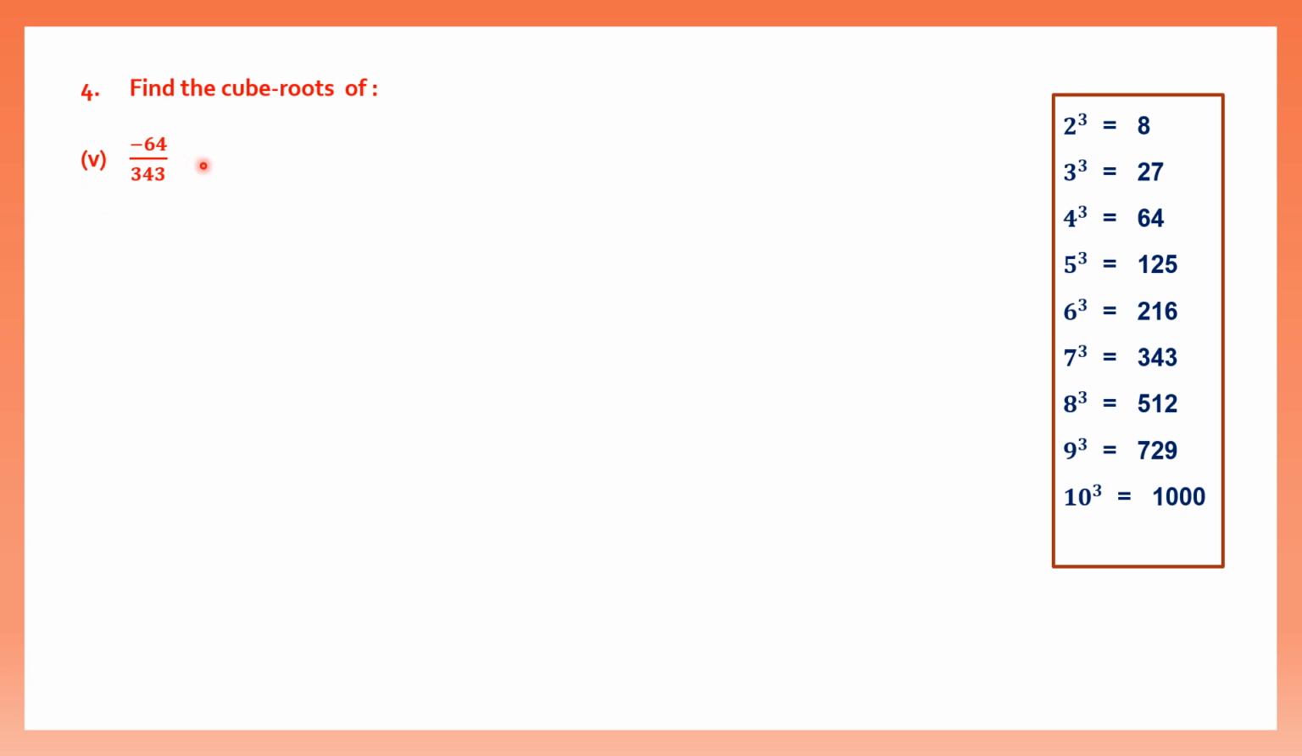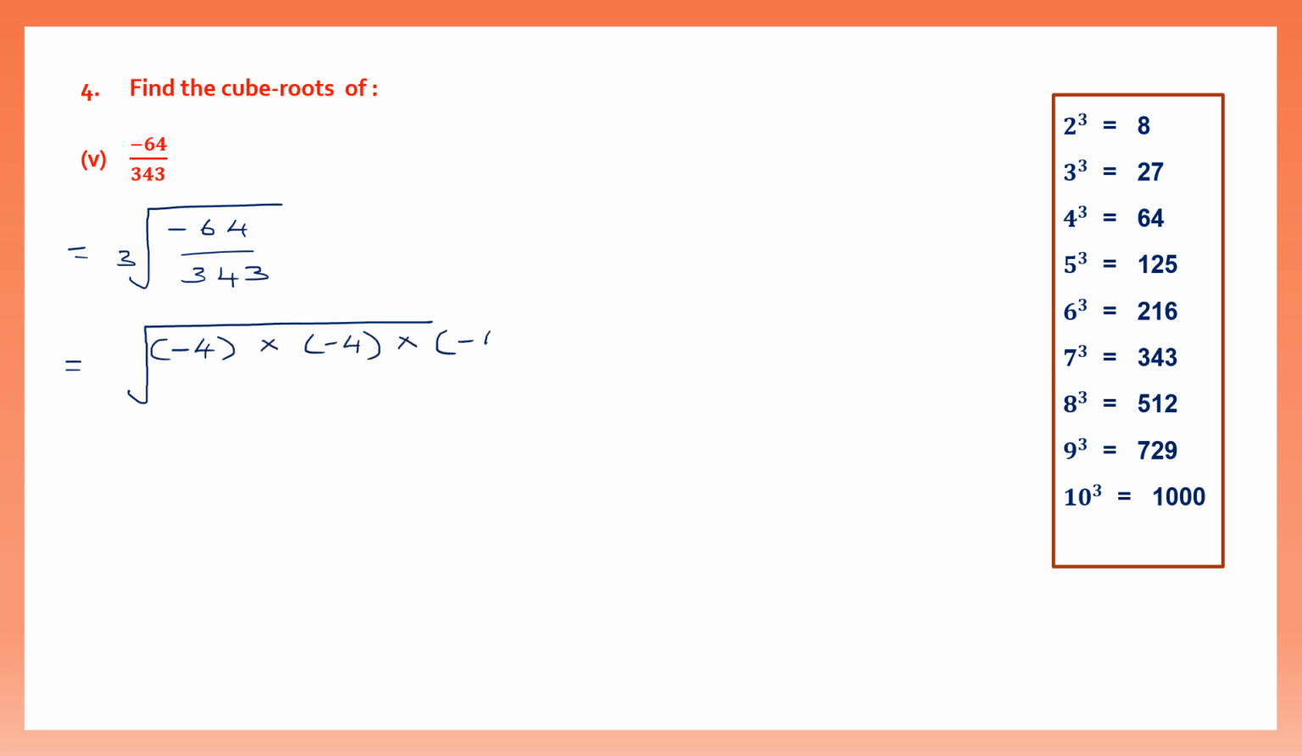Question 5, we're going to find the cube root of minus 64 by 343. So let's put the sign and write it down. So that is minus 64 by 343. We are finding the cube root. Now look at 64 here. It is 4 that is multiplied 3 times. So let's write that here. So when you multiply, remember it's a negative number. So minus 4 into minus 4 into minus 4.